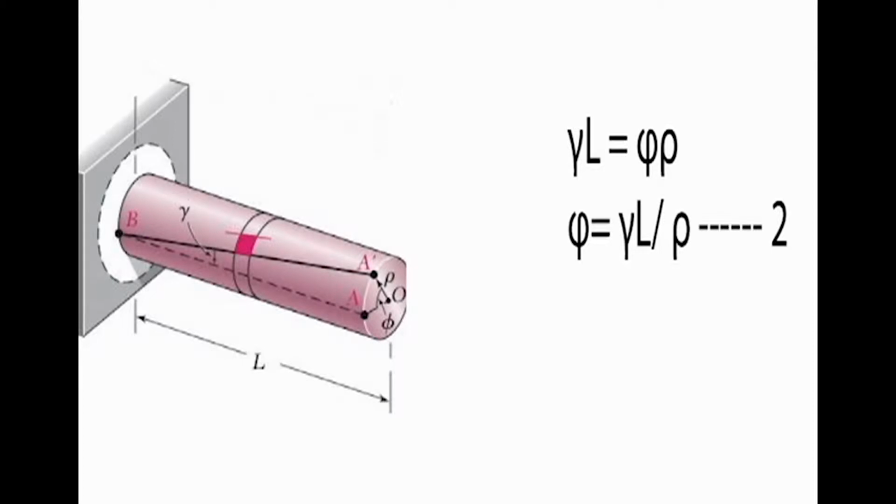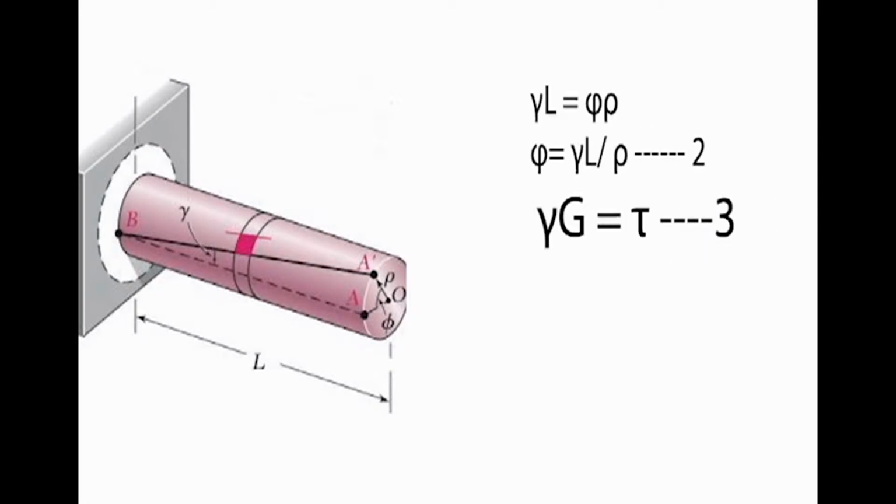Whenever there is shear stress present inside the material, it causes shear strain. We can relate them together with the help of a property called the modulus of rigidity, which is the property of a material to resist any angular deformation. Thus, gamma G equals tau.